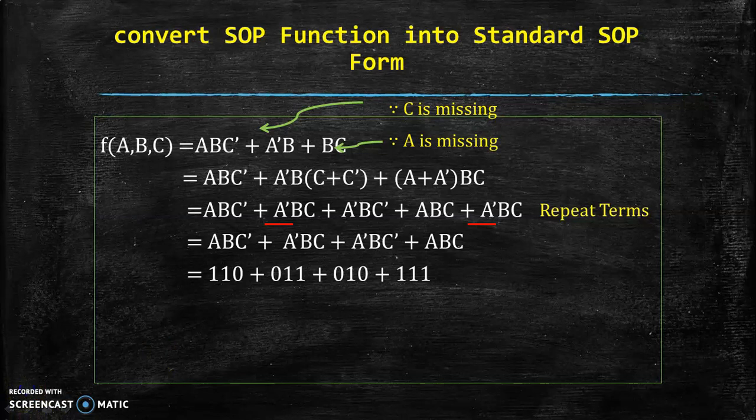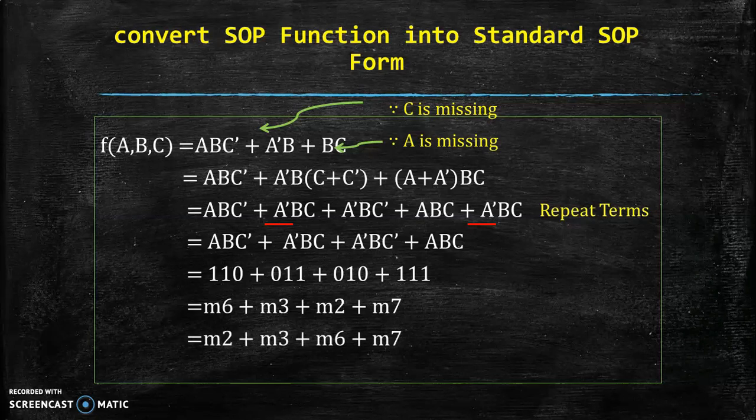Now we write the decimal equivalent in terms of min terms. We know that for 110 the decimal equivalent is 6, for 011 it is 3, for 010 it is 2, and for 111 it is 7. So we can write this as m6 plus m3 plus m2 plus m7. Small m, we know, is for the min term, and 6, 3, 2, 7 is the decimal equivalent of the binary number.